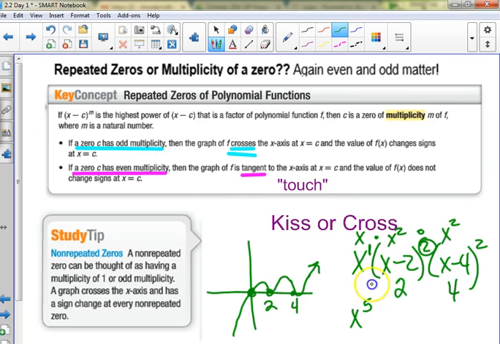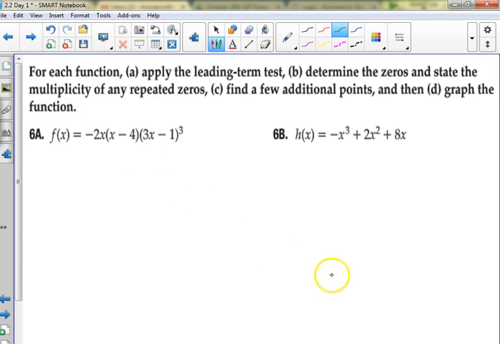I'm sorry. If this had been a degree 3, well, first it'll change everything. We're just going to go on. Okay. So what do we got here? If 0 is an odd multiplicity, so it's a multiplicity 1 or 3 or 5, then it crosses. If it's an even multiplicity, they say it is tangent to, or just barely touches the axis.